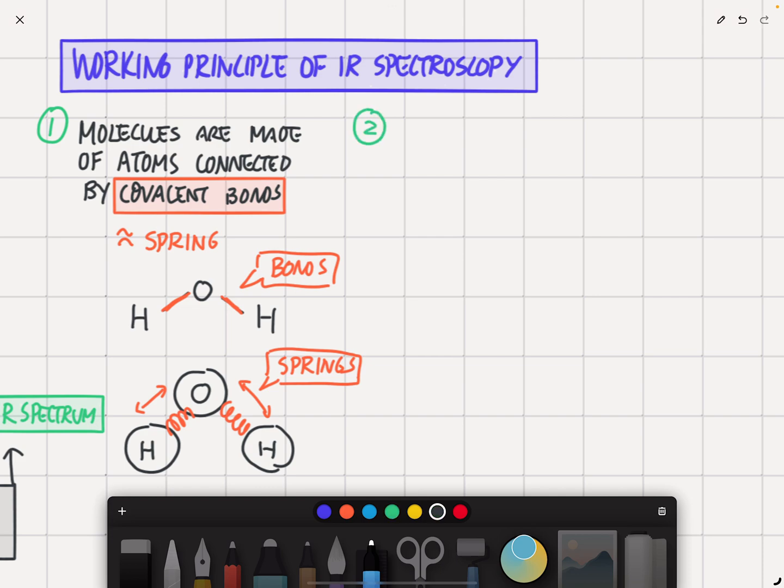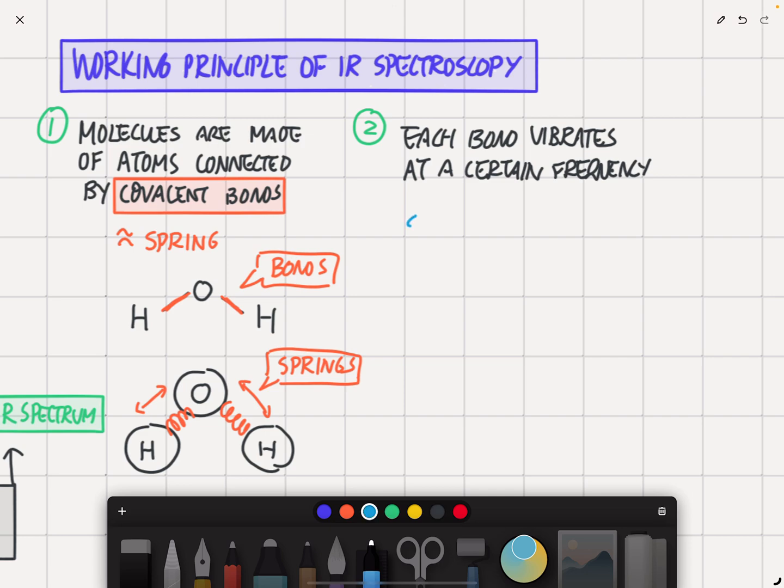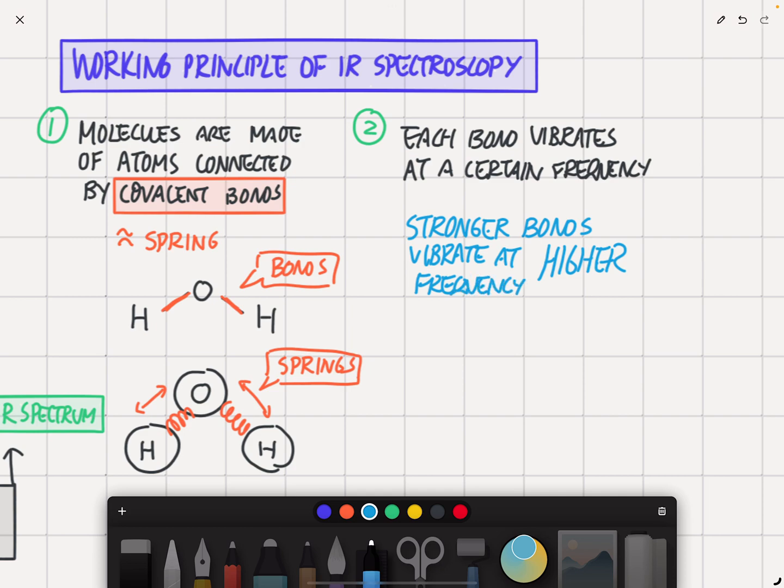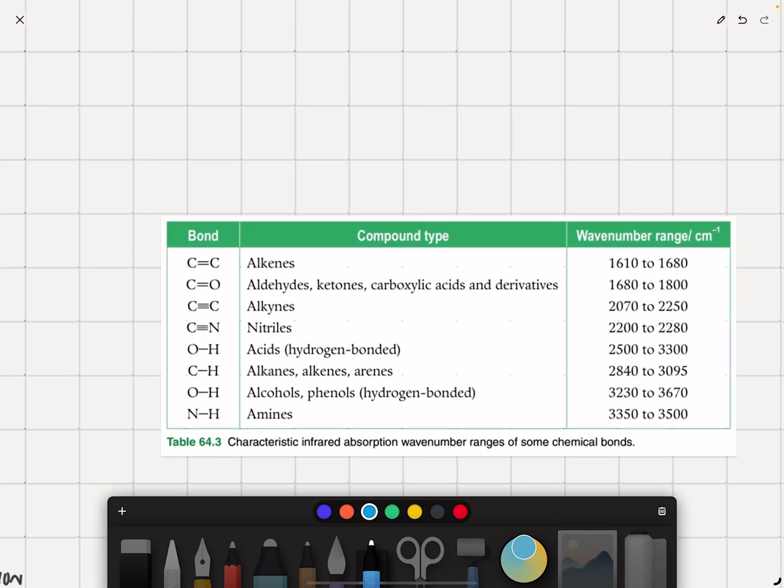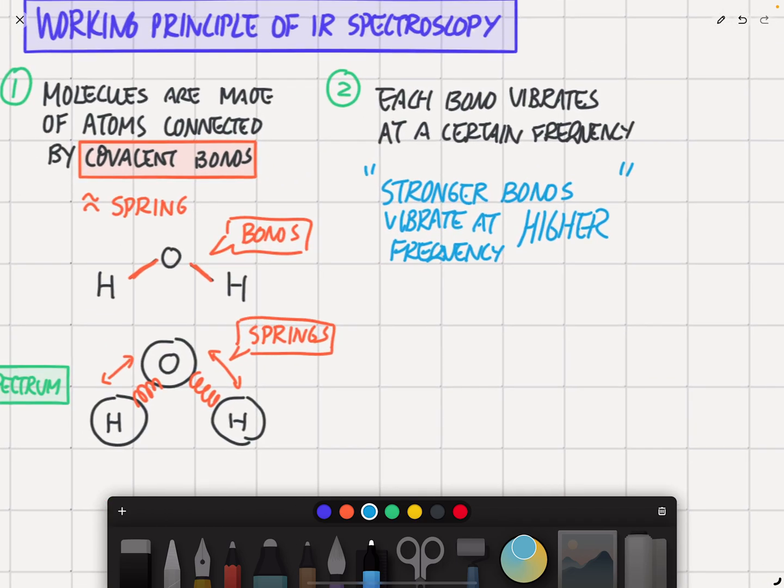Point 2 is that each bond vibrates at a certain frequency. Some vibrate at higher frequency, some vibrate at a lower frequency. The general rule here is that stronger bonds vibrate at higher frequency, and weaker bonds vibrate in turn at lower frequency. But you really don't have to know exactly which frequency each bond vibrates at, as the table will be given to you when questions are set on this. So each bond vibrates at a certain frequency. Let's say we know that the OH bond vibrates at a certain frequency.